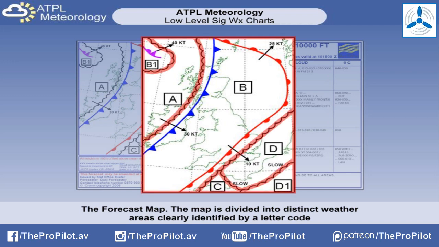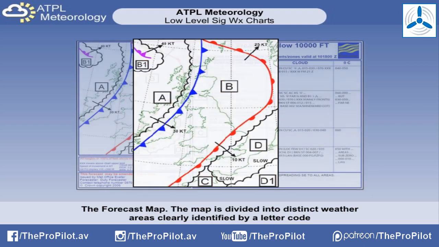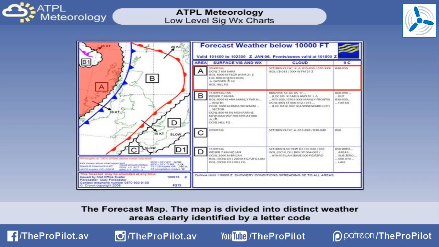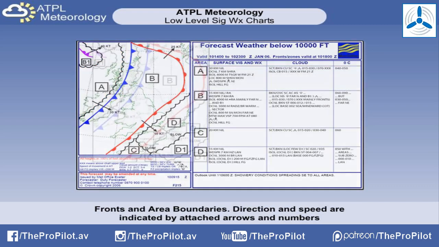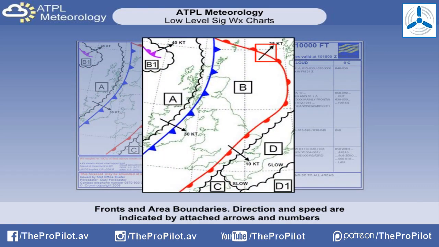These weather areas are bound by black scalloped lines, and in some cases by the edge of the map area. Areas are clearly identified by a boxed letter. In our example here, we have the map divided up into 6 different areas. Each area is linked to the text contained in the main body of the chart by the area letter. The movement of fronts and area boundaries is identified by arrows, which indicate the direction of movement. The numbers beside the arrows indicate the speed, in knots, at which the feature is moving. If a front or area boundary is stagnant or moving at less than 5 knots, then the word slow appears alongside.